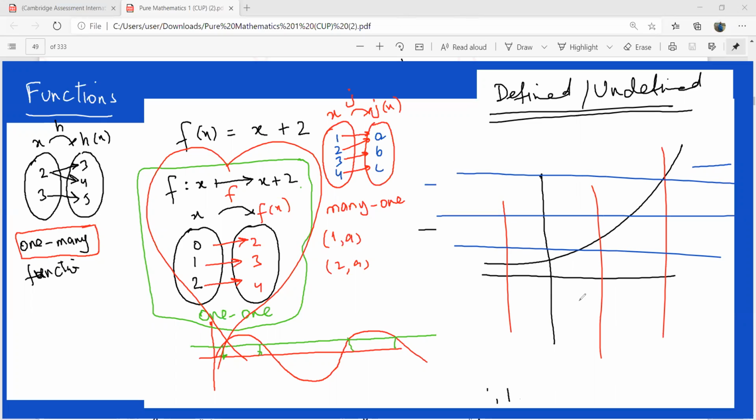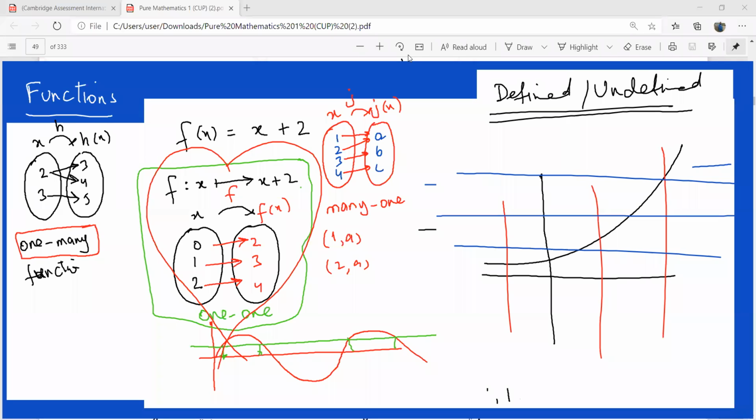Can you name a function which is a very famous one-to-one function? And you know about that. Y is equal to X. Yeah, the linear function. The linear function is a one-to-one function, okay?